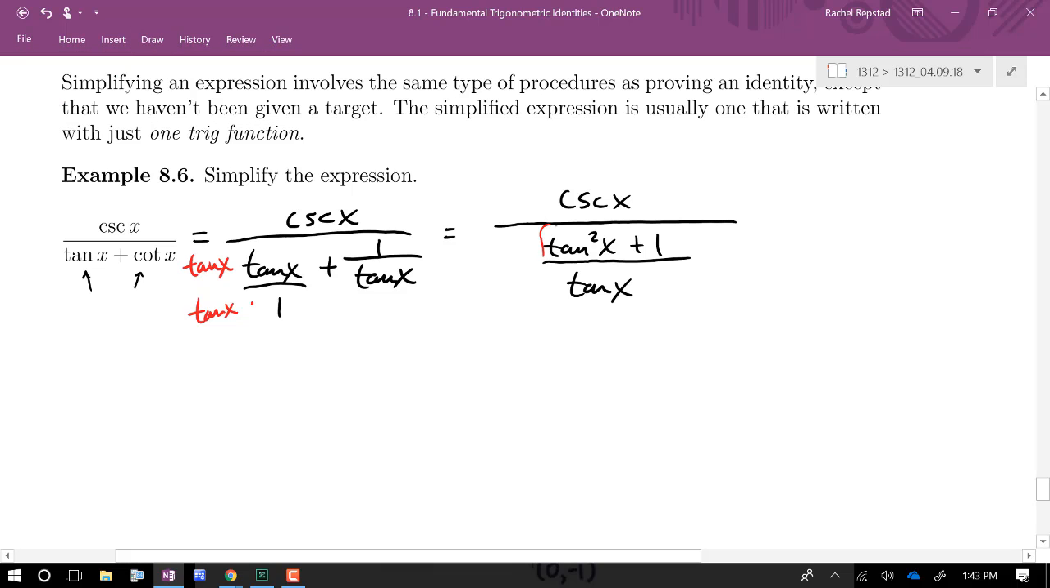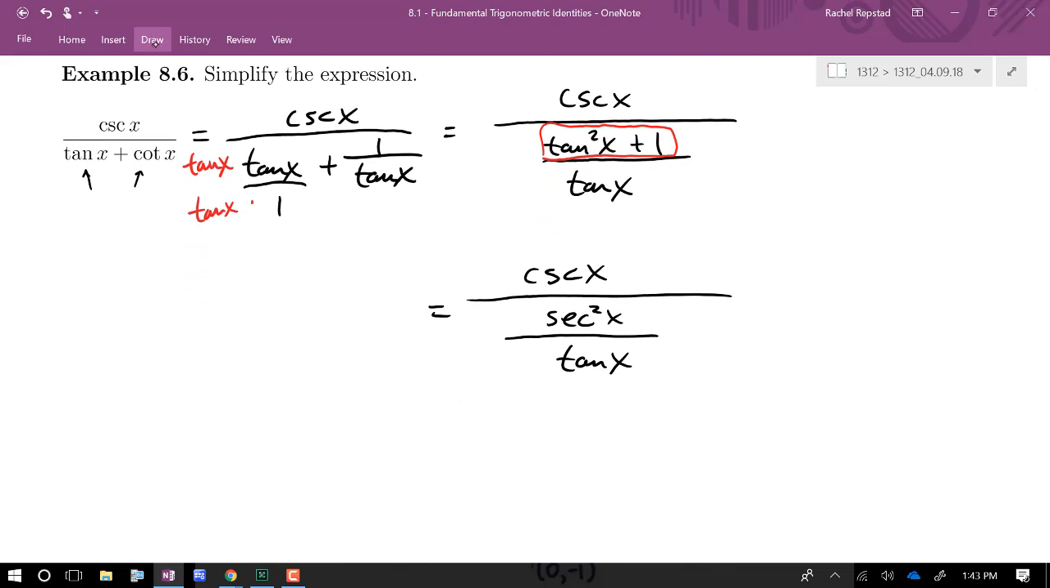Let me draw your attention to this bit right here. Tan squared plus 1. Where have we seen that before? It's secant squared, right? That's Pythagoras. Still got fractions within fractions. What do we do now?